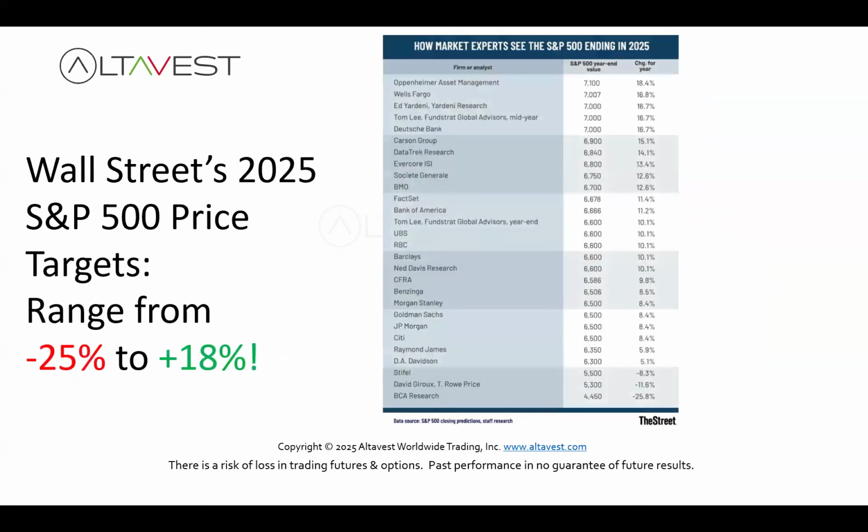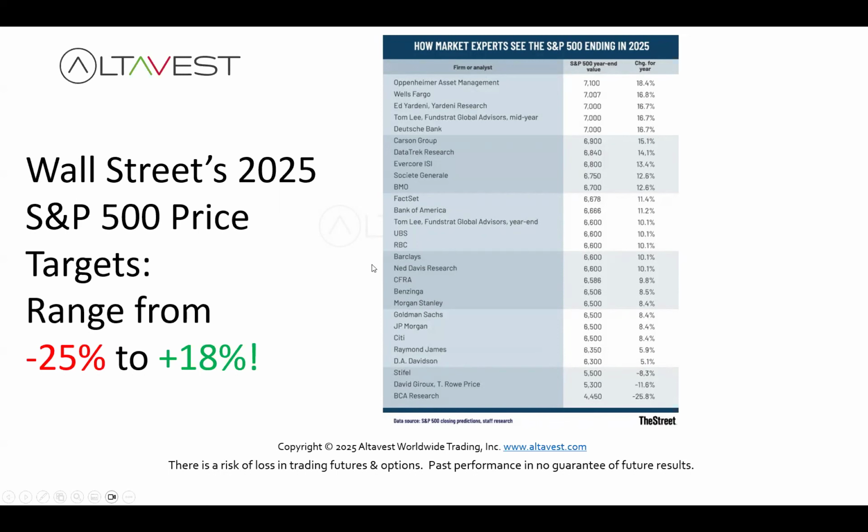And this is something I'm always fascinated by. All the large investment firms will give their year-end price target for the S&P 500. So this is from the beginning of this year. So you can see the range, anywhere from 7,100 down to 4,450. And that's a big range, anywhere from a negative 25% return to a positive 18% return. And the point I guess I'm making is, who would you choose? I don't think that's helpful at all.